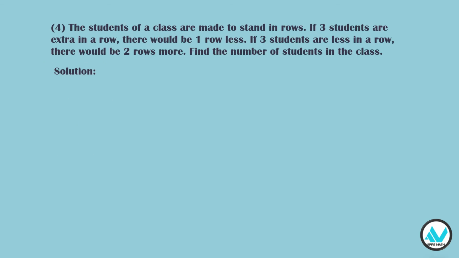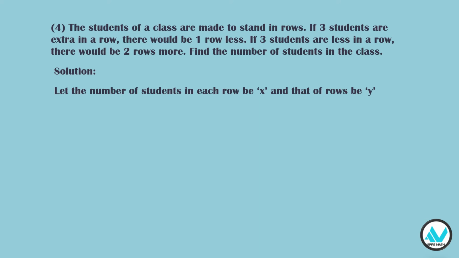Now let's see the fourth question. The students of a class are made to stand in rows. If 3 students are extra in a row, there would be 1 row less. If 3 students are less in a row, there would be 2 rows more. Let us find the number of students in the class. Now let's move to the solution. Let the number of students in each row be x and the number of rows be y.